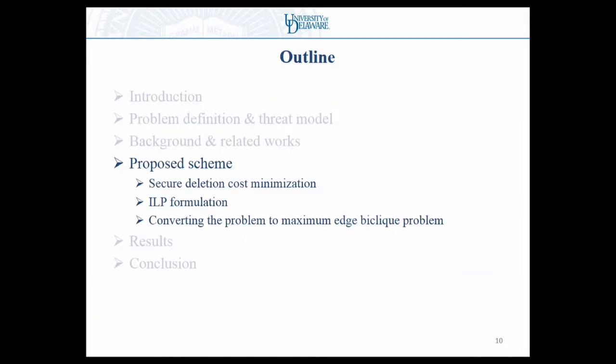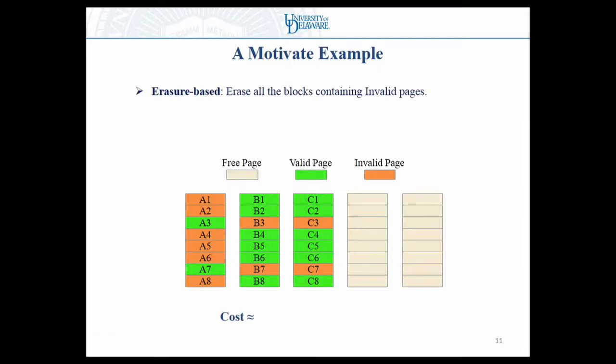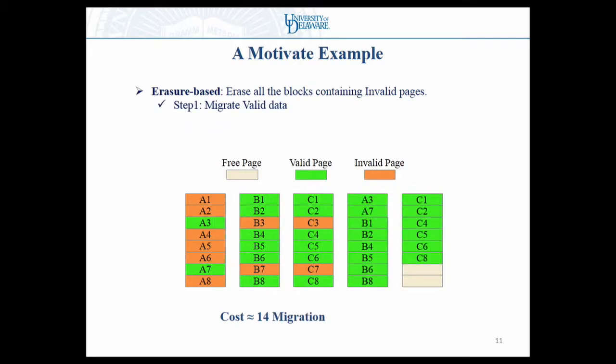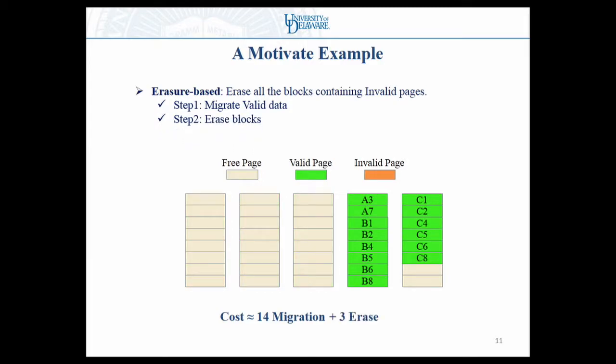So what we are going to propose, and I'm going to start with a motivating example. Let's say we have such data on our SSD. The very intuitive solution is, why not erase just the blocks that contain invalid pages? To do so, we first have to migrate all the valid data, which is going to be 14 migrations in this case, and then erase all the blocks that contain invalid pages. It is going to be quite costly.